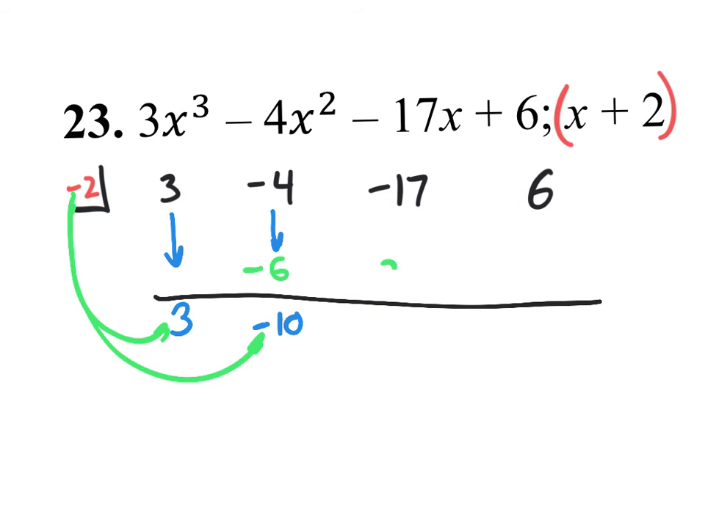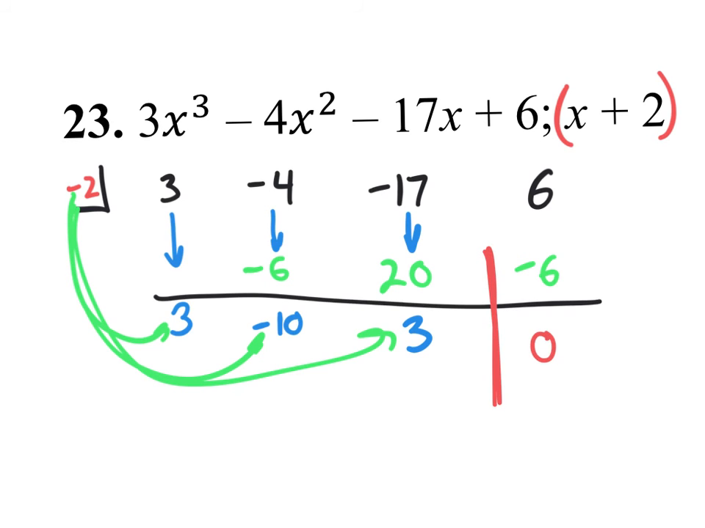-2 times -10 is +20. -17 and +20 combined together is 3. -2 times 3 is -6. And of course, no surprise, the remainder is 0. If you don't get that as 0, then you did something wrong. You've got to go back and do it again slowly and carefully, and find your mistake.